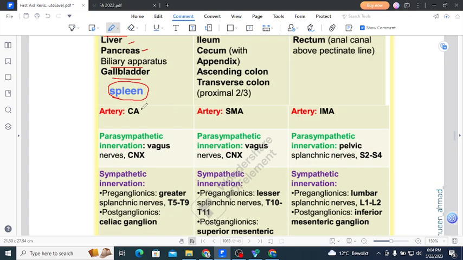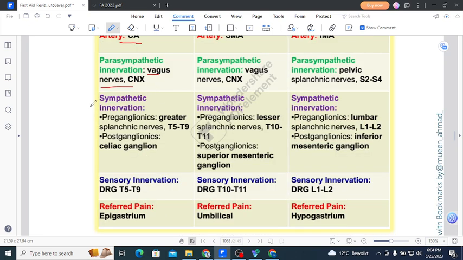Then we have the artery, that is the celiac artery. The parasympathetic innervation is coming from the vagus nerve, that is cranial nerve 10, and the sympathetic innervation is coming from the preganglionic, like the greater splanchnic nerves. Remember, the greater splanchnic nerves are going to supply the foregut, T5 to T9, and the postganglionic are from the celiac ganglion.